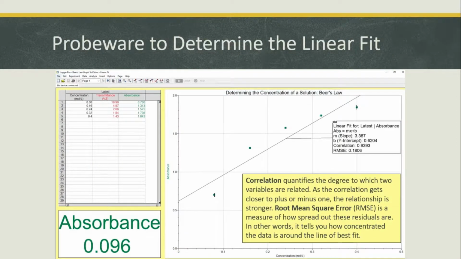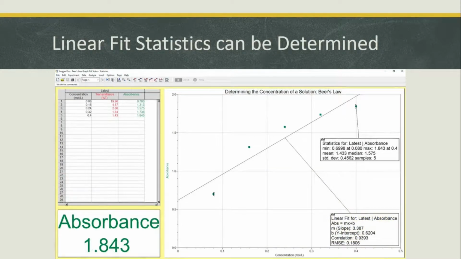You can also get a best fit of a line, whether it be a curve or straight. This one actually is a straight line, so it'd be a linear fit, and you can see the slope, the intercept, and the correlation and the root mean square error on here. Those are nice for the students to see. We can also get statistics for the mean, the median, the standard deviation, and the minimum and maximum points.